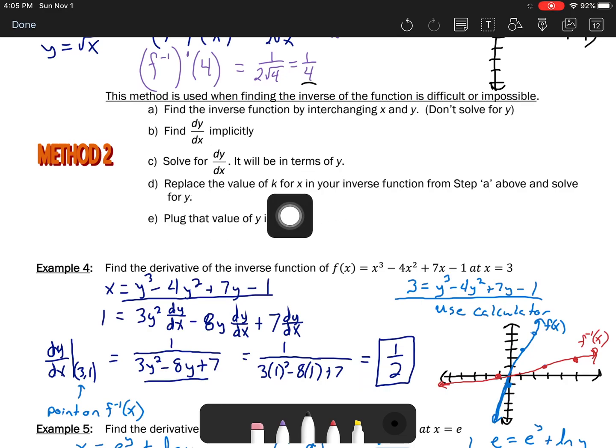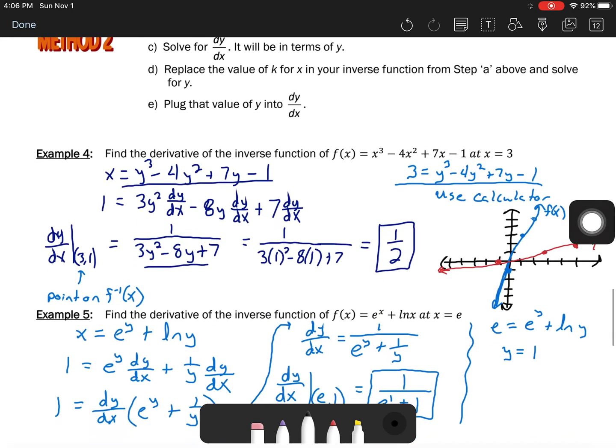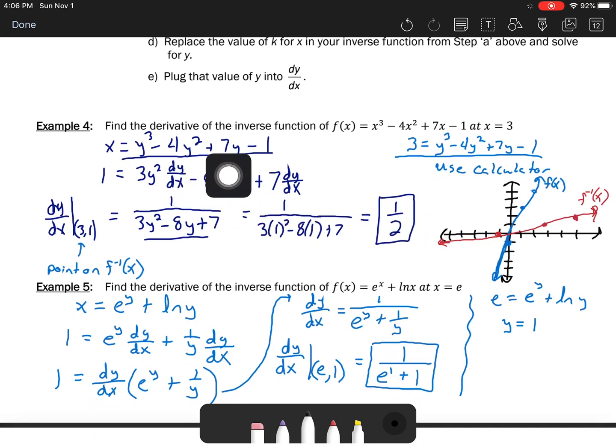Replace the value of k for x in your inverse function. Step A from above: solve for y, and then plug that value in for y in your dy/dx. I'll explain this step D a little bit more. Usually sometimes you can't just solve it by hand, so what I usually would do is look at a graphing calculator. In questions like this you're typically going to be able to use a calculator, or they're going to give you some tables of values to look at, so it'll be okay.